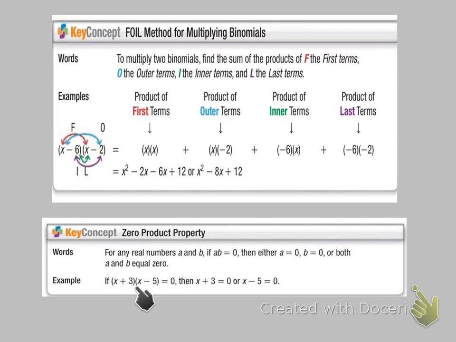If x plus 3 times x minus 5 equals 0, using the same logic, then either x plus 3 equals 0 or x minus 5 equals 0. One of the two. Where that comes into play for us is whenever we go to solve. So your goal today is to factor things to get a multiplication among them so you can split them up and then solve them.